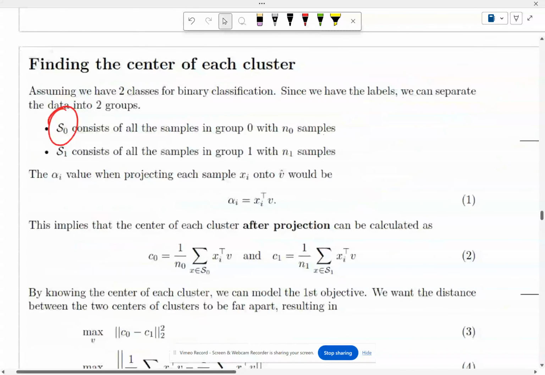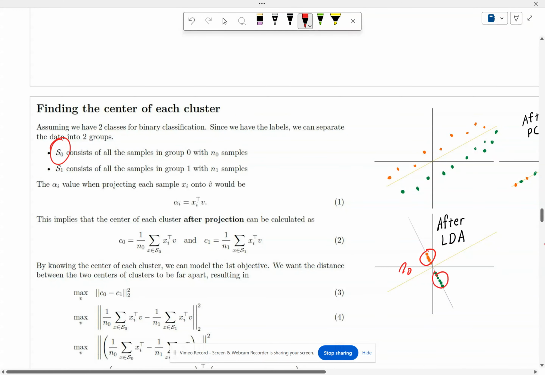as consisting of all the samples in group 0. Okay, so all the samples are in S0, and there are N0 number of samples. So like 10 will be here, and this one could be 15, N1. So S1 is going to be the set of all the samples in group 1. And the number of samples in there is going to be called N1.